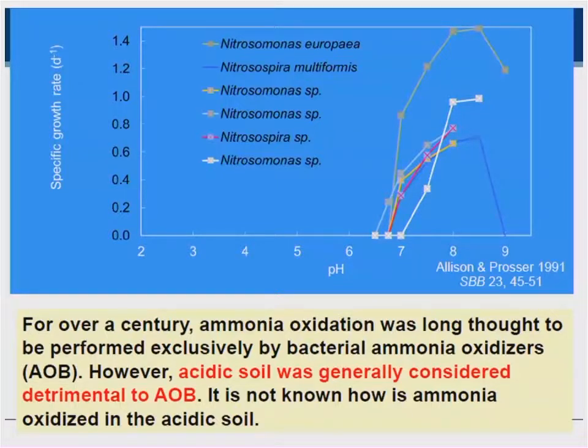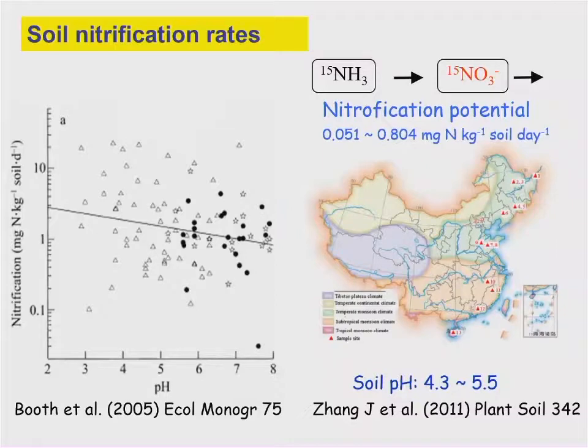So how do the microbes play the role in acidic conditions? We don't know how nitrification occurs in acidic soil. But actually, in acidic soil, for example with pH below 5, there is quite active nitrification. So who is playing the role in the acidic soil? We don't know.